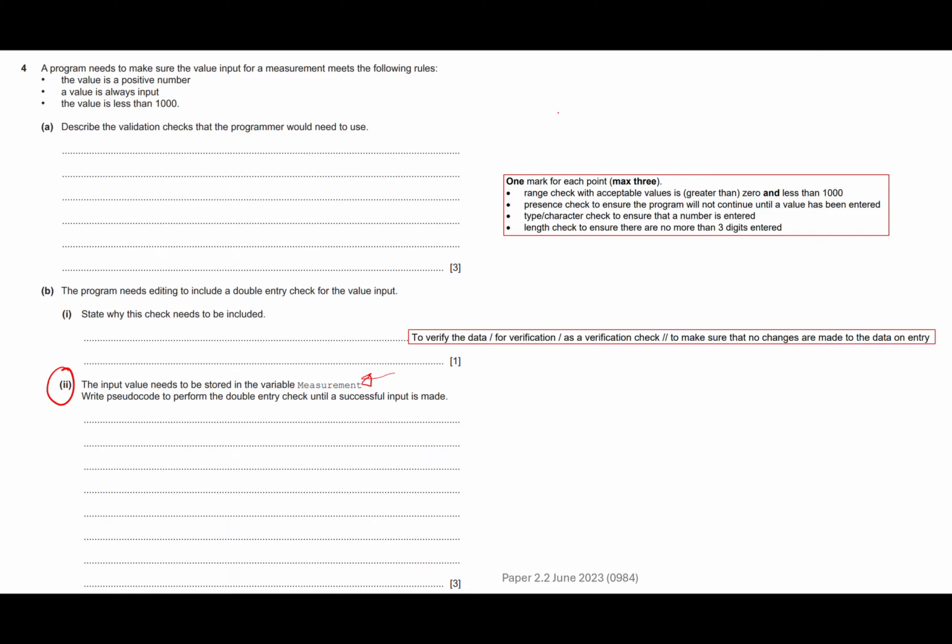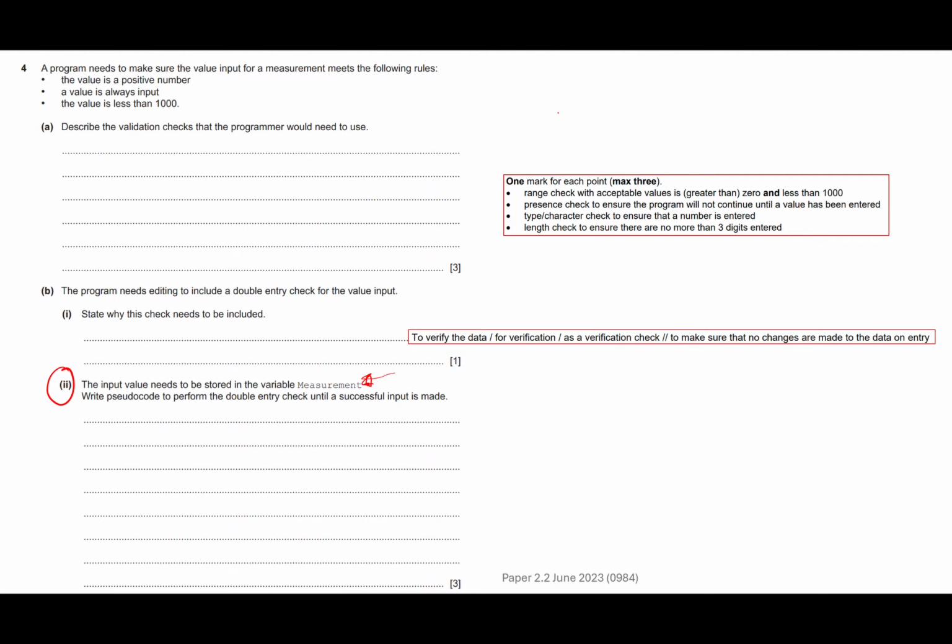So that's the variable that we're going to be storing the initial input value, and we have to use that one in our answer. So in terms of how we're going to do this, we need a loop. We can't use a for loop because we don't know exactly how many times the user is going to need to do this. So we can't use a for loop, which is a count controlled loop. We're going to need to use a condition controlled loop, and the two we have available is the repeat until, and we have the while loop.